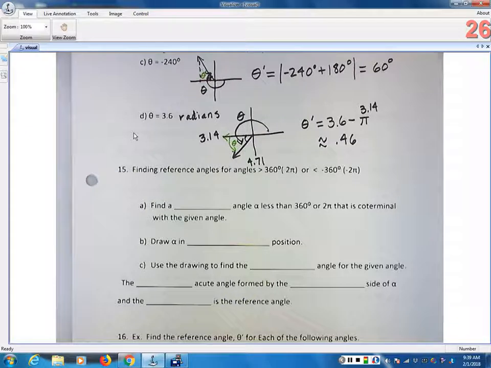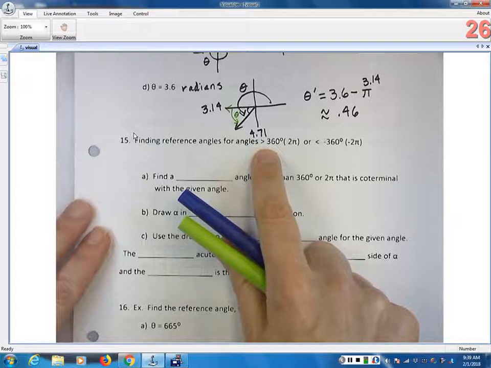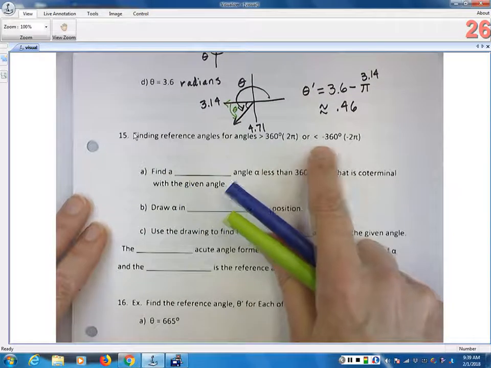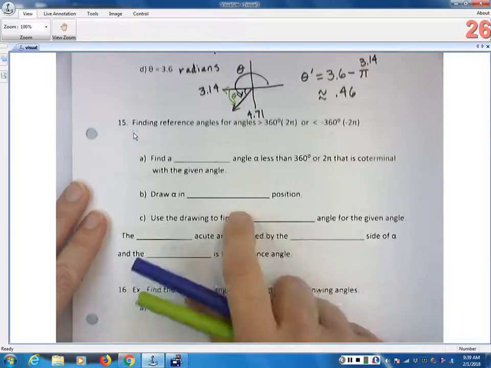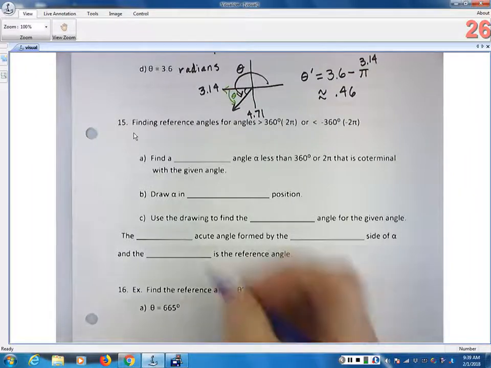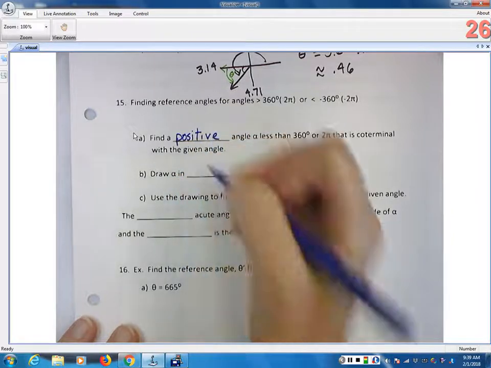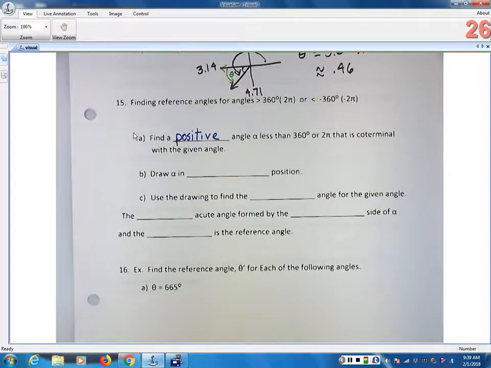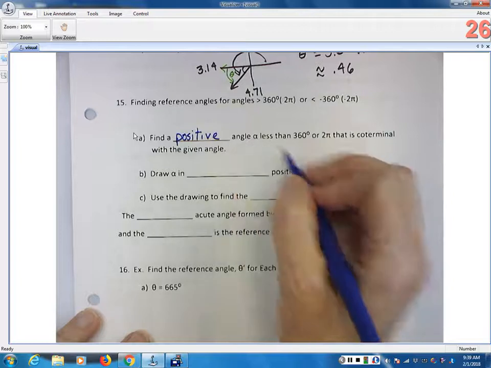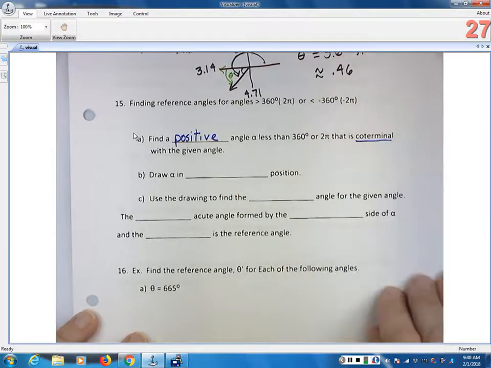Okay? So now we're going to talk about finding reference angles for angles greater than 360 or 2 pi or less than negative 360. So here's how you do that. You find a positive. So this is just adding another step. You have to find a positive angle, say we call it alpha, less than 360 or 2 pi that is coterminal with the given angle.